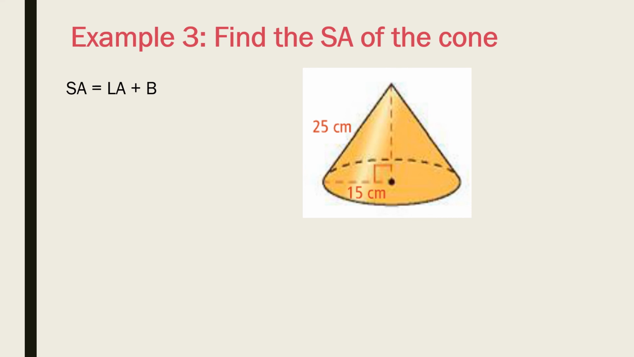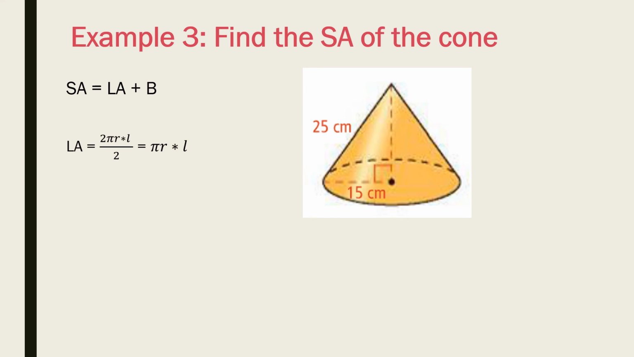All right, on example 3, our final example, we're going to find the surface area of the cone. So again, we know that it's going to be lateral area plus the base. The lateral area in this case, because it's a cone, we're going to have to use that circumference, right? So it's going to be the circumference times the slant height divided by 2.